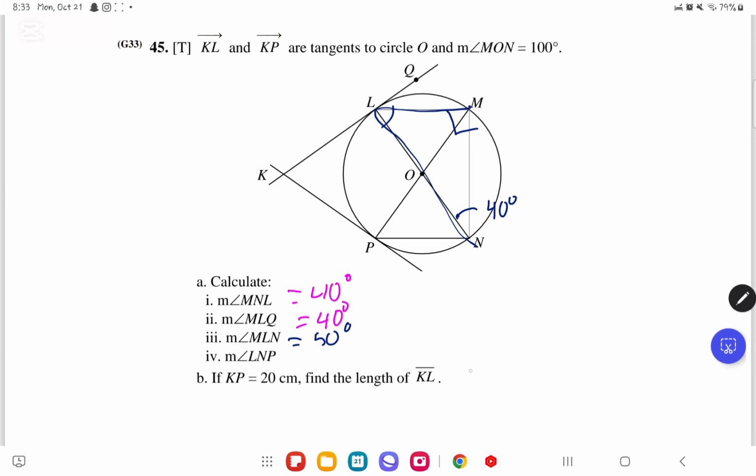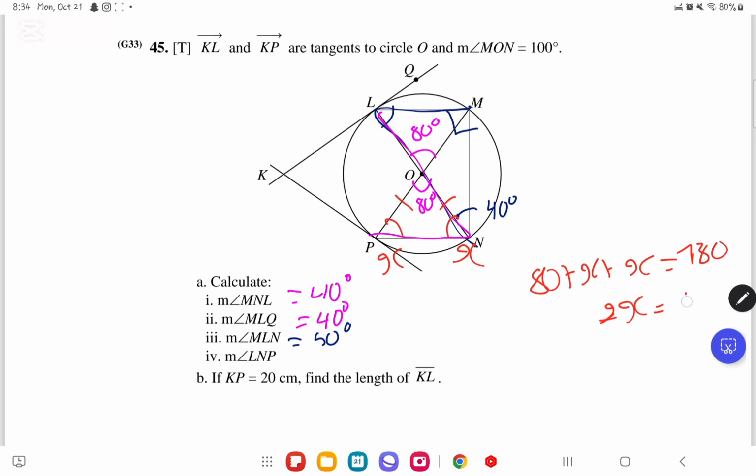Now they need the measure of LNP. So this is LNP. We know that this angle over here is 80 degrees. And since they are vertical angles, this over here will also be 80 degrees. And we know that this side is equal to this side because the radii in a circle are equal. So then, finally, we can find the measure of this. Let's call this x. So 80 plus 2x is equal to 180. 2x is equal to 180 minus 80, which is 100, so x is equal to 50 degrees. So we found the measure of LNP, which is 50 degrees.